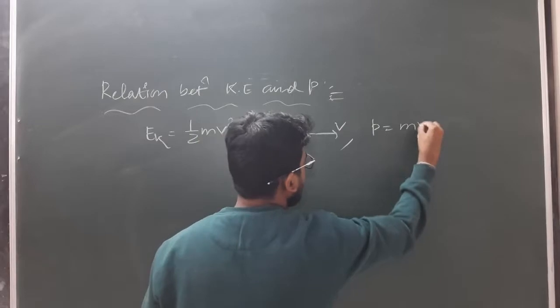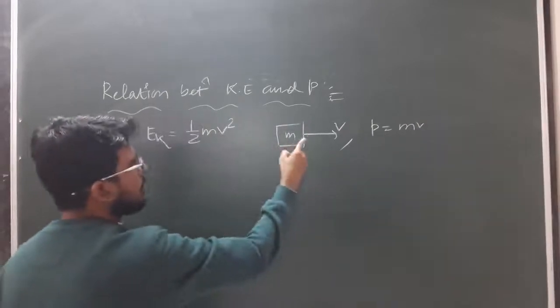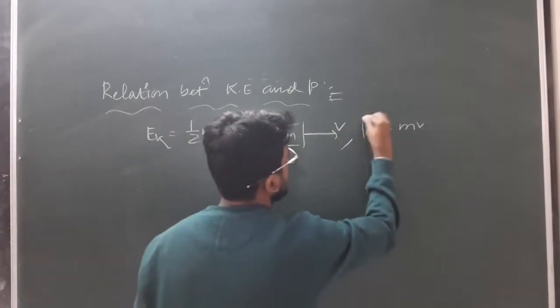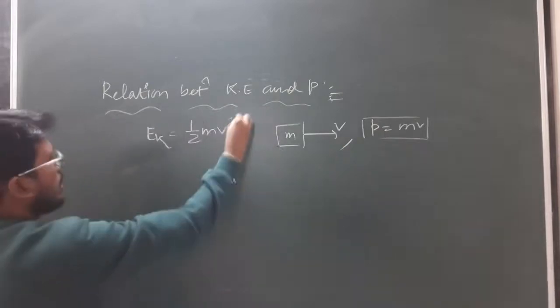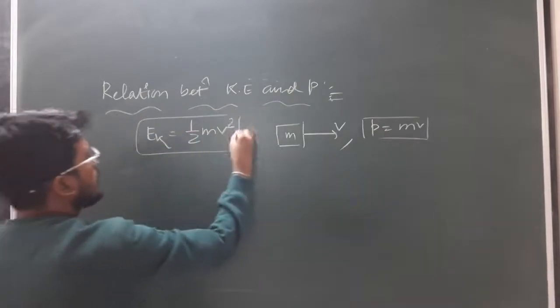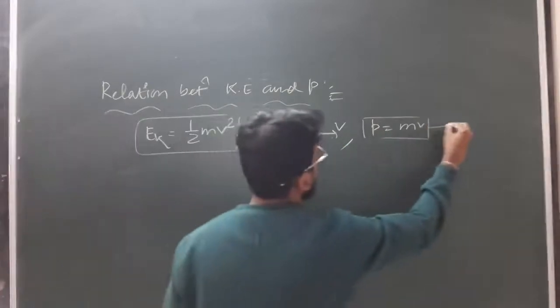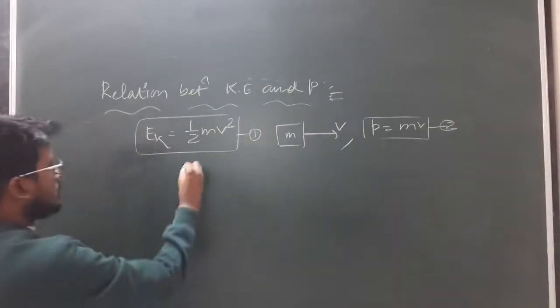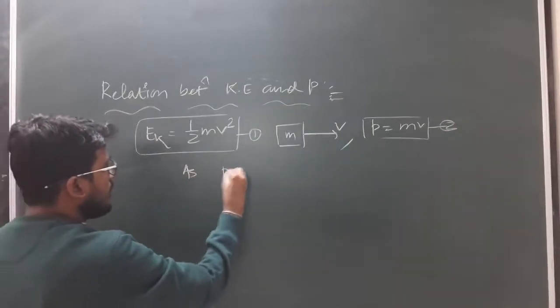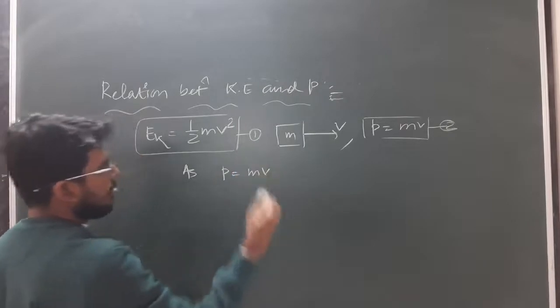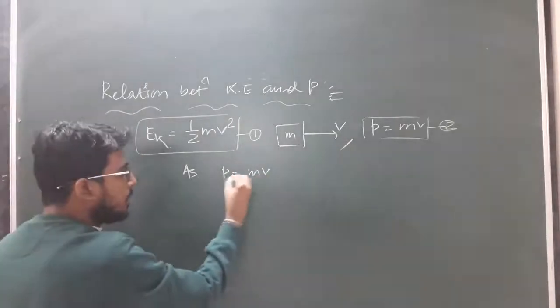For the same block, what is the linear momentum? It is m into v. If the block has mass m and is moving with velocity v, it has linear momentum m into v, and it has kinetic energy half m v square. So what is the relation between momentum and kinetic energy? As P equal to m into v, here we already have the momentum equal to m into v.